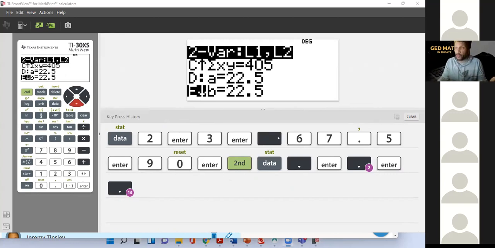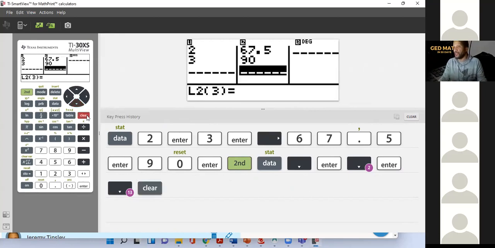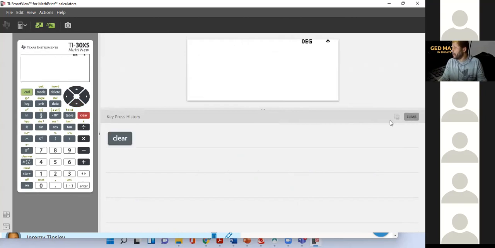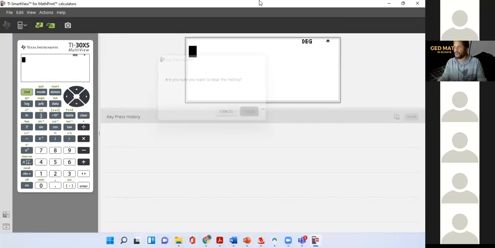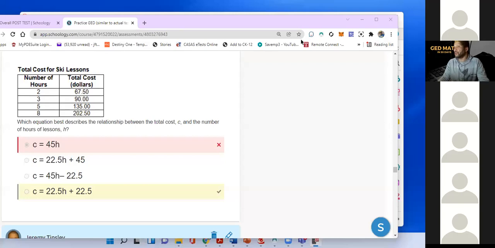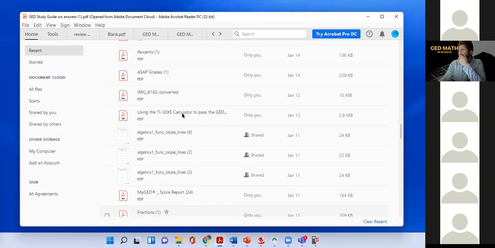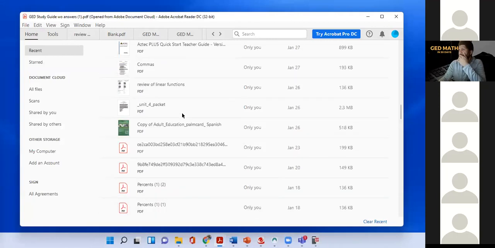So let me do one more example before we leave this evening. Let me clear this out. Let me do one more example where if you're given a table, where we can get the equation of line. Let me find it. Hold on for a second.